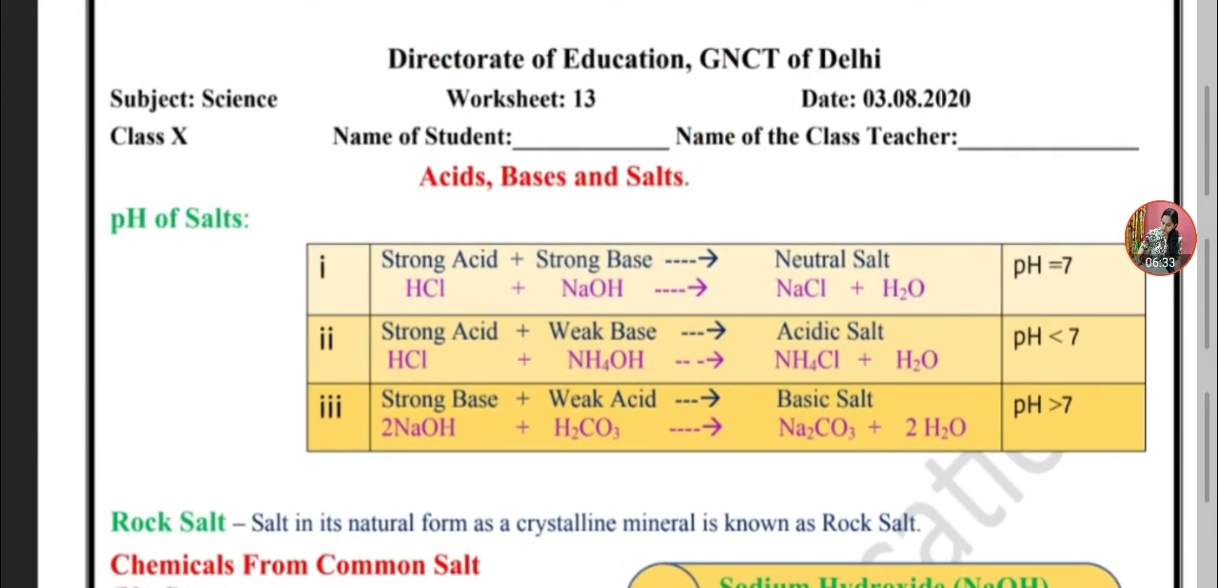I think this worksheet is clear to you about rock salt and the chemicals we obtain from it, and about the formation of sodium hydroxide and uses of its products.